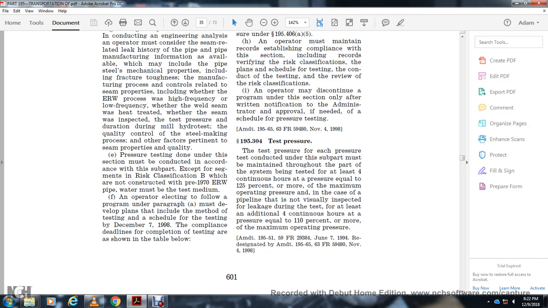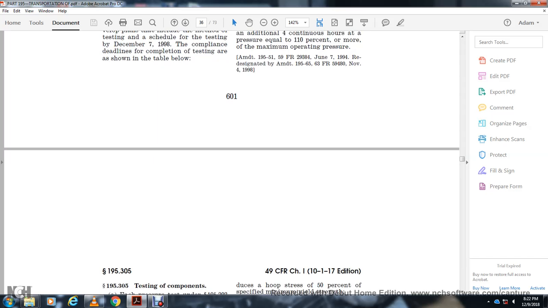Alright, 195.304, test pressure. For each of the tests conducted in Subpart, the pressure maintained throughout the part of the system being tested with the least warrant. However, the pressure equal to 125% or more than the maximum operating pressure. In this case, the pipeline is not visually inspected but leak during the test. The least additional 4 continued hours at a pressure equal to 110% or more than the maximum operating pressure.